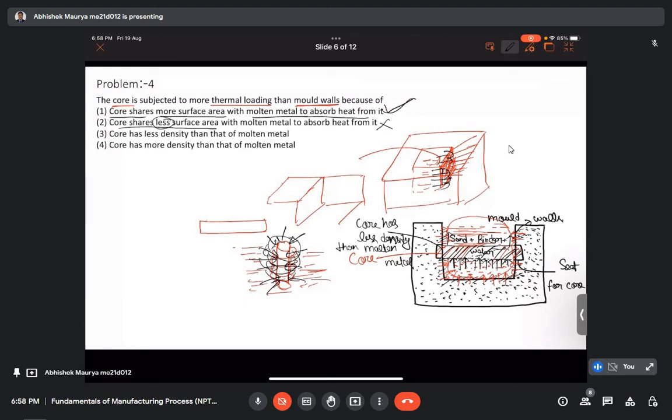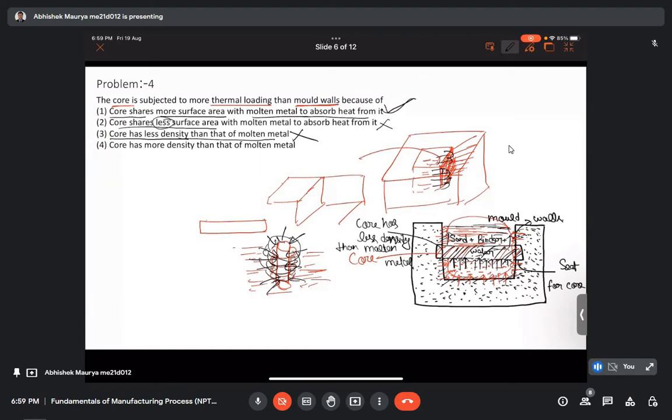So mechanical loading has to deal with the forces which act on the core when it remains inside the molten material. So that is called the mechanical loading. So core has less density, it is correct, but the thing is, it has nothing to do with the thermal loading. That's why this option is wrong, but this statement is correct.